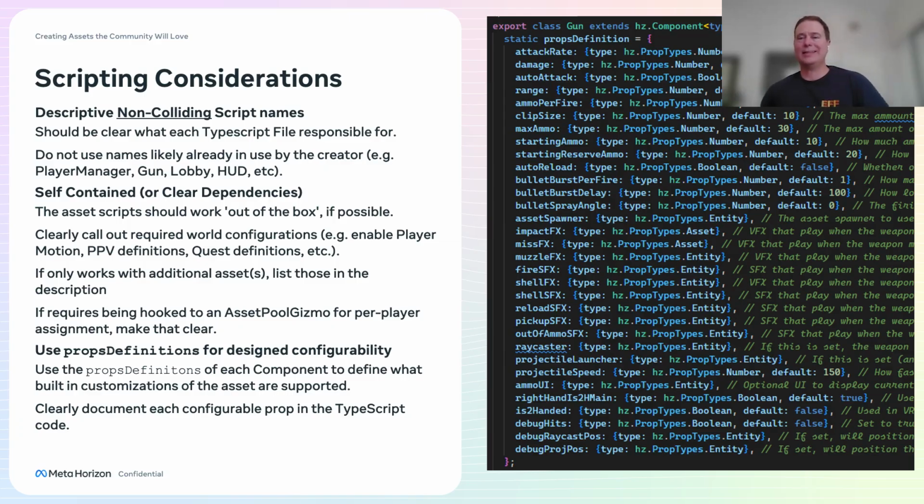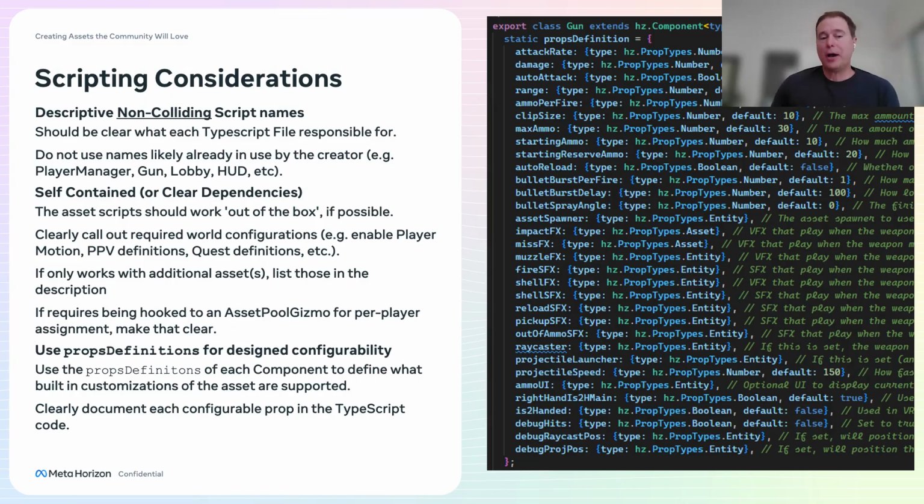And if you're doing something that's supposed to be a locally scripted thing that needs to be assigned to each player, make sure you call that out. Oh, you need to put this in an asset pool gizmo in order for it to work. Just make it clear in your documentation what your dependencies are going to be in order to make your thing function.